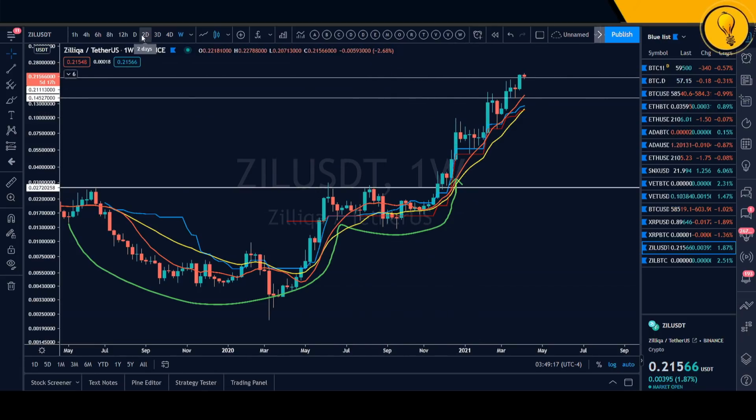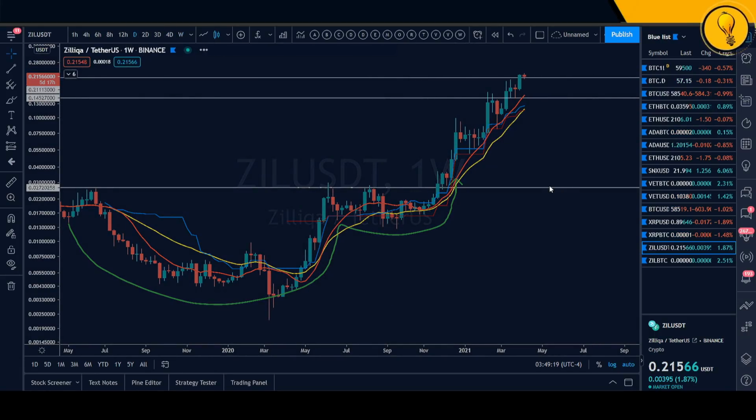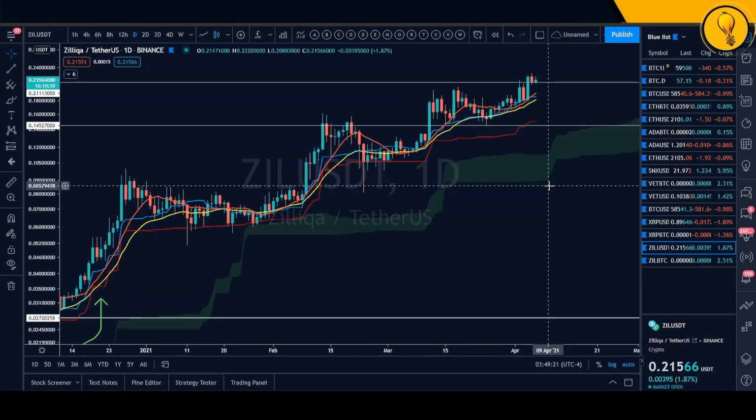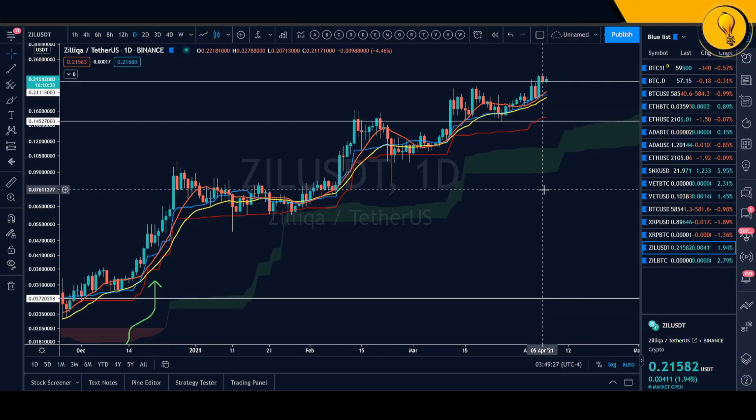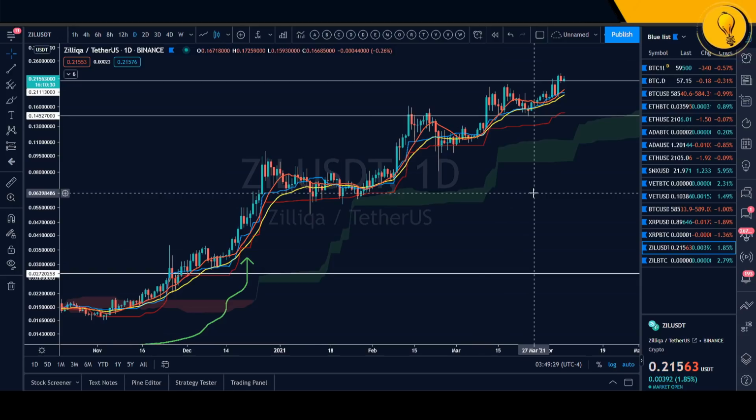So I'm going to quickly get on over to my daily time frame. Okay, and I want to see what ZIL is doing here. Now, what do you see here right off the bat on the daily time frame, Sean? And I'll give you my thoughts on it.